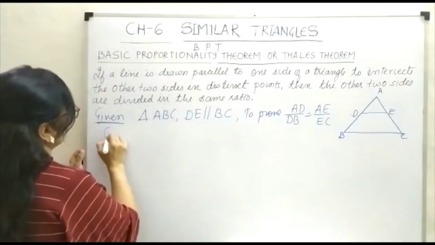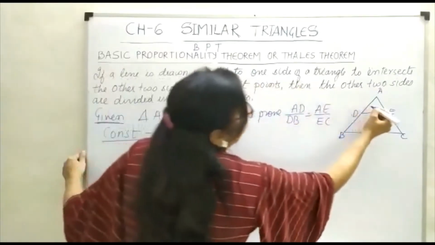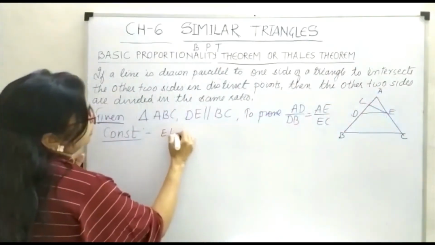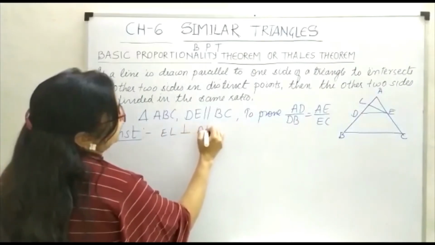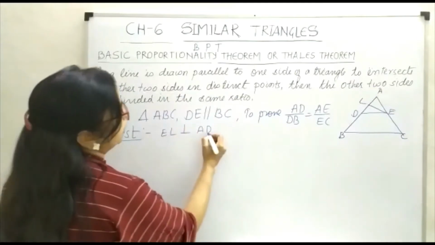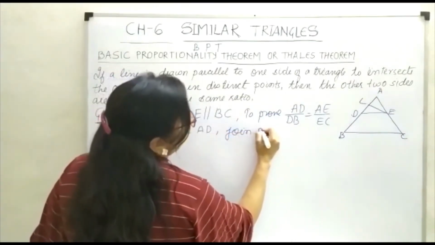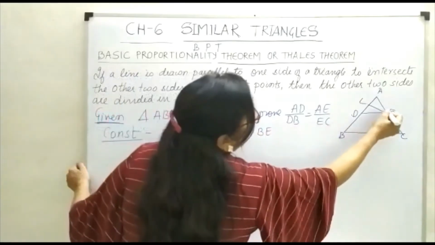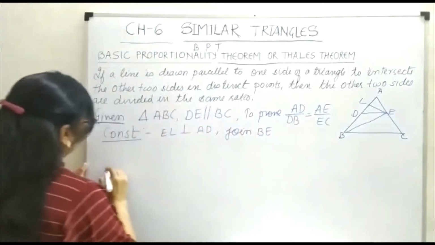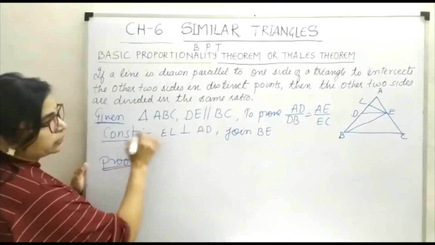In order to prove this, we will do the construction. Our construction will be, let us see here, we are drawing this EL. You can see that EL is perpendicular to AD. This is the sign of perpendicular to AD, and join BE. You have to join this BE. Okay. Now we will see the proof. One more construction will be done in the next half of the proof.